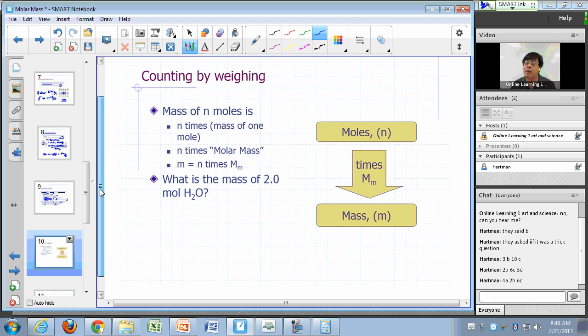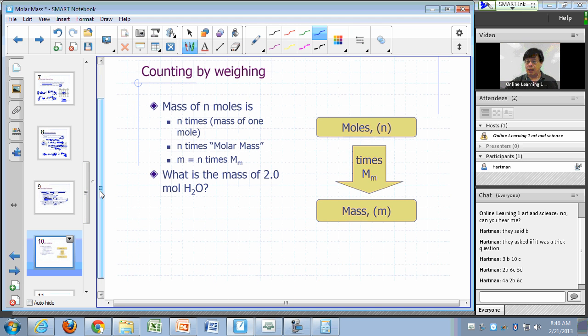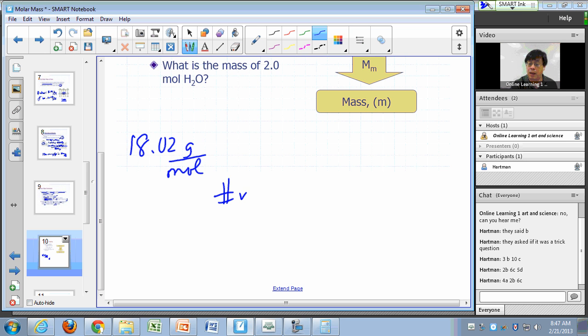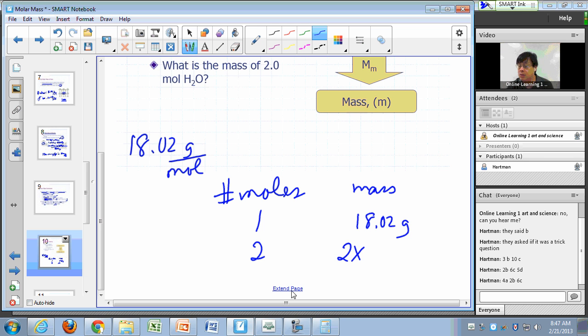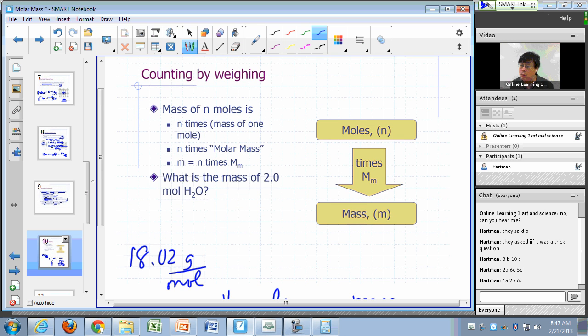All right, so now that we know how much a mole weighs, remember, what did we say a mole of water weighs? 18.02 grams per mole, right? In an earlier slide. So if I have 1 mole of water, what would be the mass? 18.02 grams. If I have twice as many moles, what do I expect? I expect twice as much mass, 2 times 18.02 grams. If I have 3 moles of water, I expect 3 times as much mass, 3 times 18.02 grams. In other words, however many moles you have, if you represent that by the letter n, you multiply that by the mass per mole.